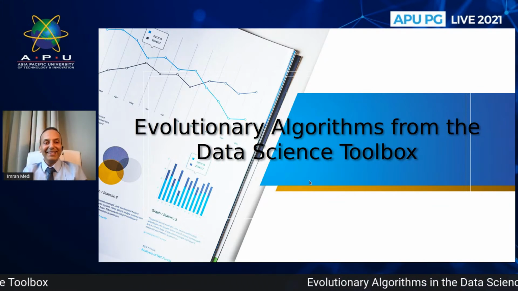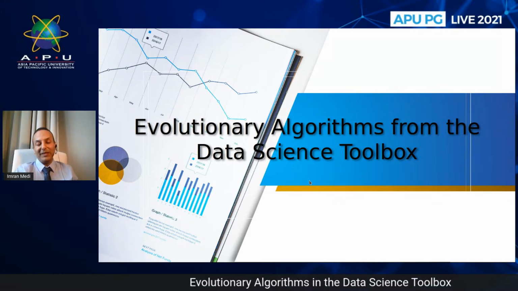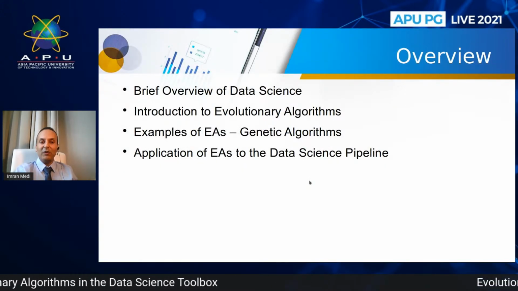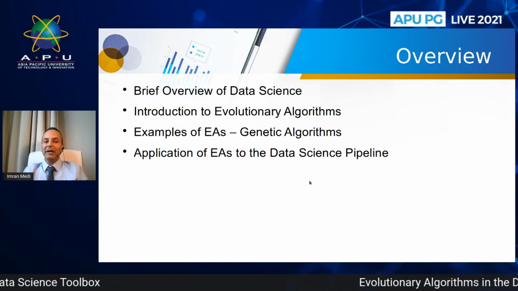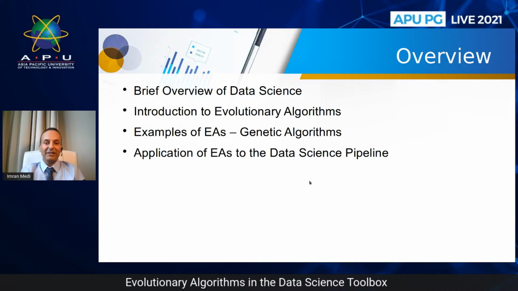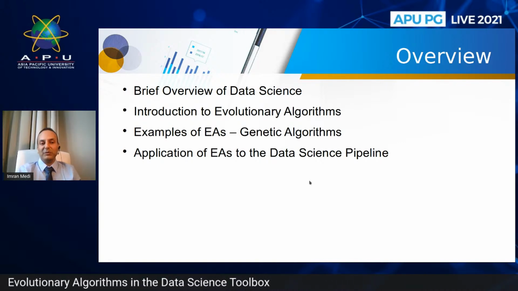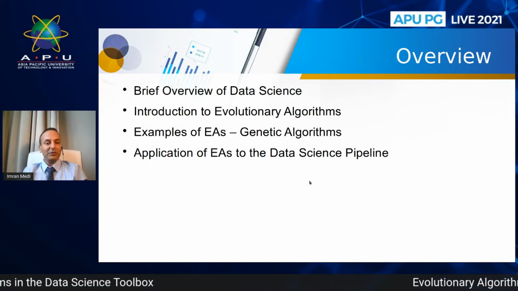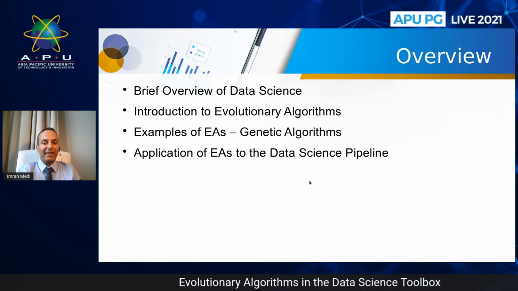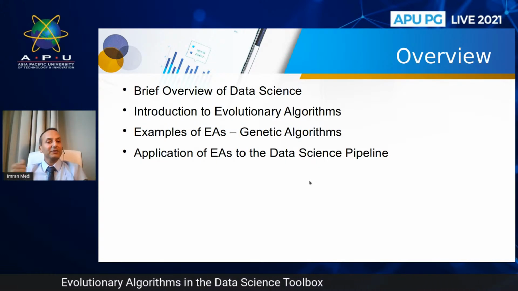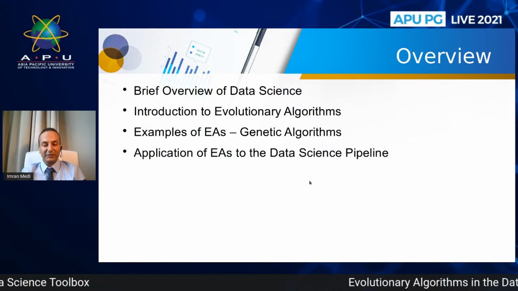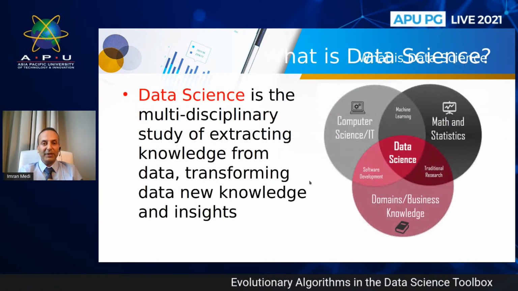Okay, but the topic for today is evolutionary algorithms from the data science toolbox. And the basic idea is that I'm going to go through a brief overview of data science. So this isn't really a talk about data science per se, but I'll just give a very brief introduction to data science and then introduce us to evolutionary algorithms, which is basically what we're here to talk about. And then run through a couple of examples of genetic algorithms and then contextualize this to data science. So how are these applicable or useful to data science or to the data scientist? Okay, so without much further ado, let's make a start.